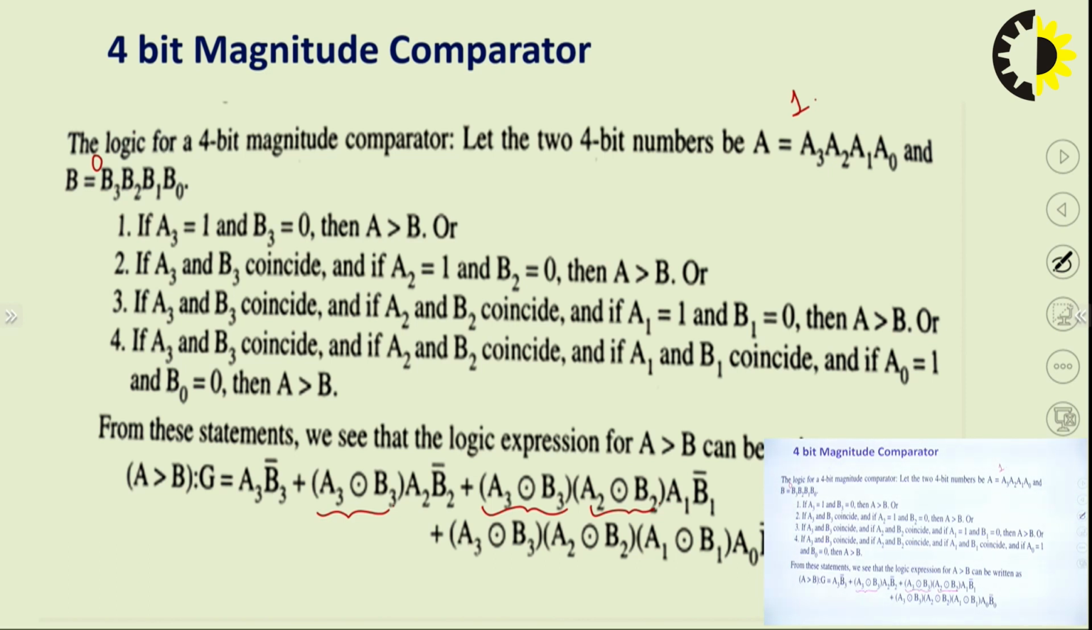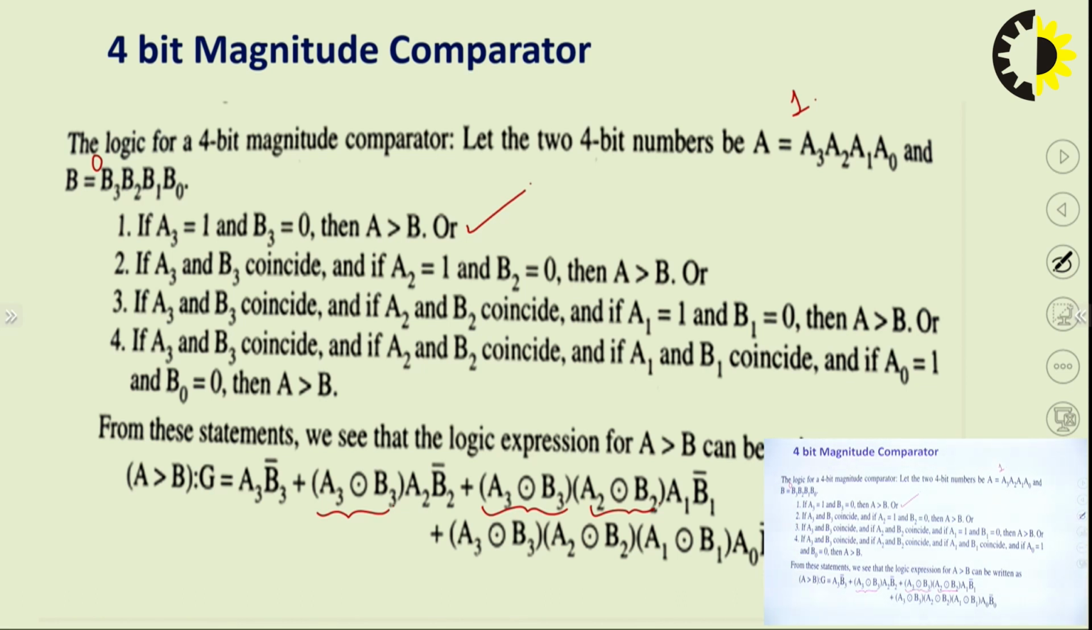So the first case is clear. The first statement is clear. If the highest MSB of A number is greater than the MSB of B number, the second number, then the first number is obviously greater than the second number. Now coming to the second case.